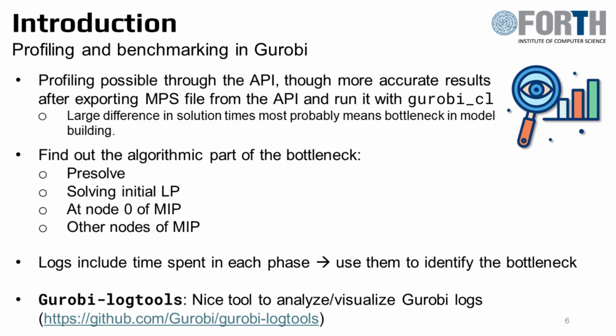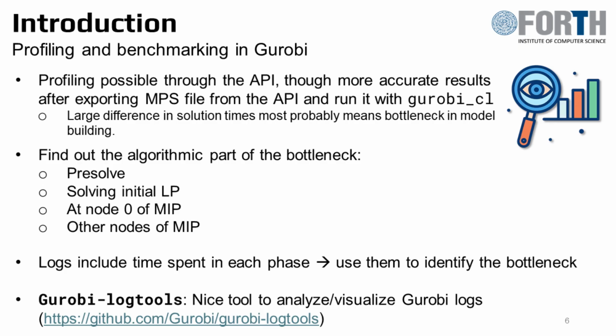Because solving through the API includes model construction time, data handling overhead, and potential Python or system-level delays. By exporting the model and solving it independently, we isolate the solver phase itself. If there's a large difference between API runtime and command line runtime, this is a strong indication that the bottleneck lies in model construction rather than in optimization.